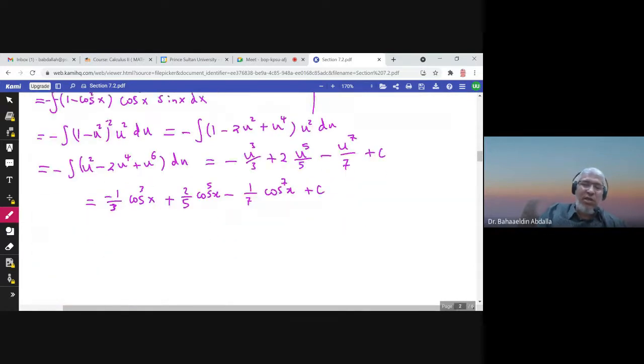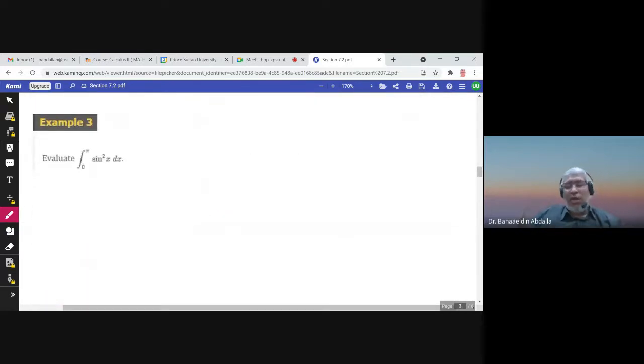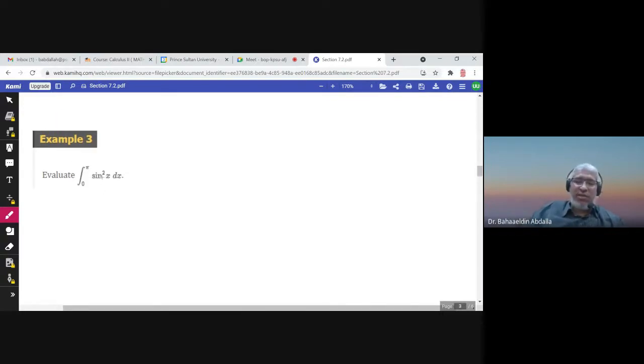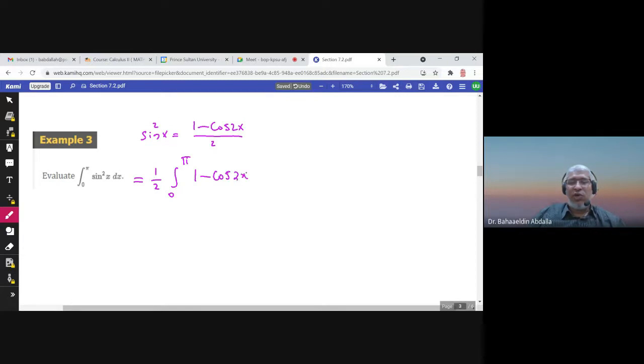Let us see example 3. How to find the integral of sine square? Well, the formula says that sine square equals 1 minus cosine 2x over 2. So this 2, I can take it out, and I have from 0 to pi, and instead of sine square, I can write now 1 minus cosine 2x over 2. The 2 is taken outside.